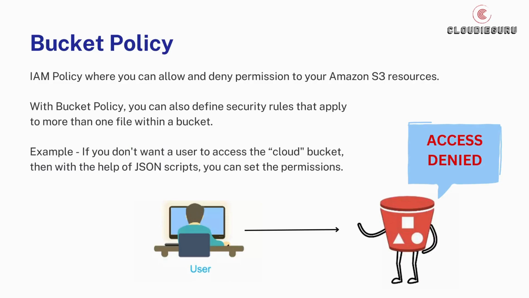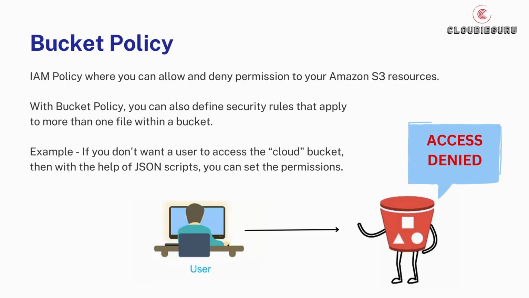Second feature of Amazon S3 that we will be discussing in this video is bucket policy. So bucket policy is simply an identity and access management or IAM policy where we can allow or deny permissions to Amazon S3 resources. Bucket policies also allow us to define security rules that apply to more than one file within a bucket. Let's see an example.